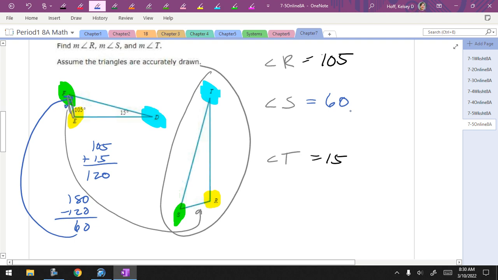Good job. Very good. So they're going to give you two that you can figure out, and then that last one you got to remember they add up to be 180.